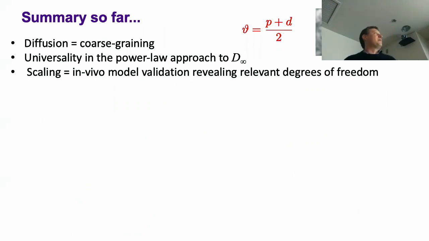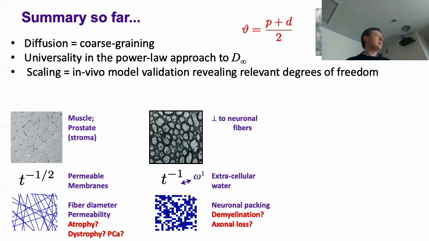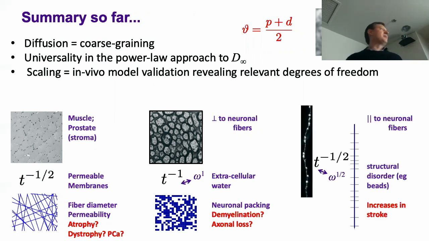We reveal universality effects in the power law approach to the long time limit, and the scalings are an in vivo model validation method to reveal relevant degrees of freedom in the structure, and we see that these random permeable barriers manifest themselves in muscle and in prostate. This short-range disorder in 2 dimensions describes extra-axonal and extra-fibrous diffusion in brain, and uncorrelated short-range disorder in 1 dimension describes transport along the neurites.